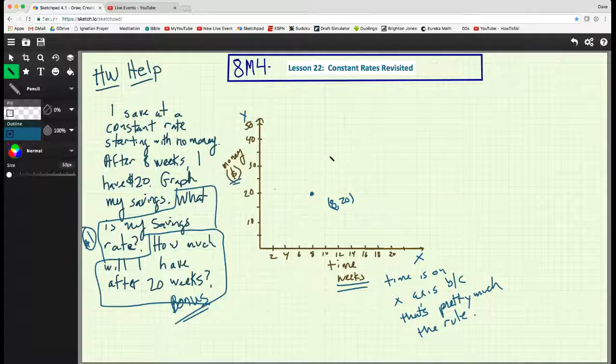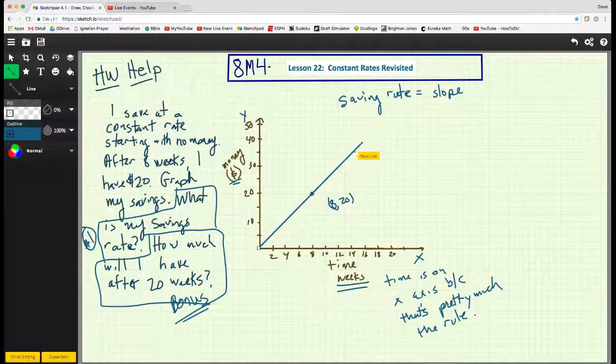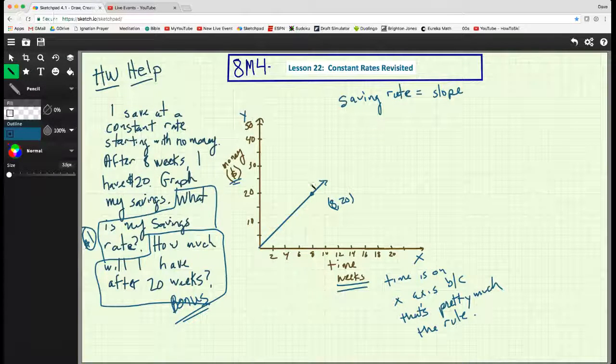So what is my savings rate? What are we learning? The rate equals the slope. So what is my slope? Let me draw this as a real line. Let's be proper about this. Okay. So what is my slope? My slope is my rise over my run. We can do it this way, up 20 and over 8. We could do it that way, but let's also do it using our slope formula, so we can do it both ways.